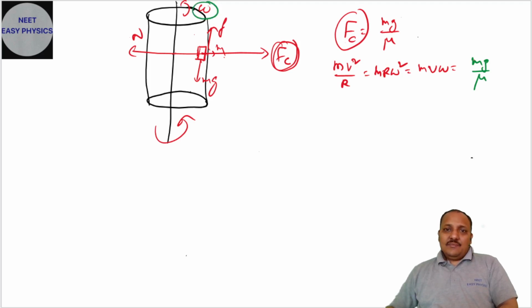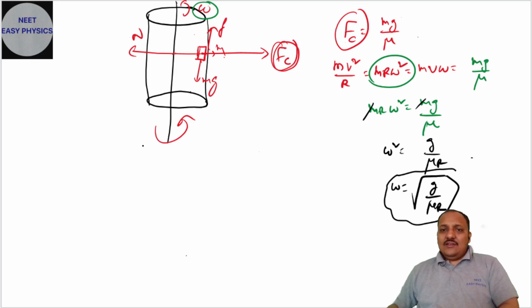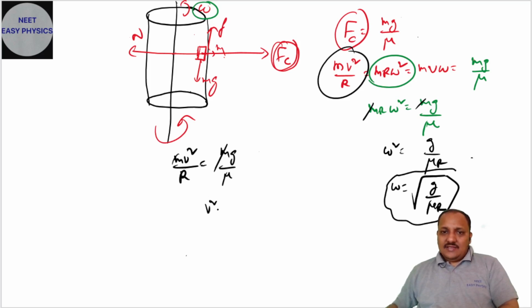Here they ask what is the minimum angular velocity, omega. Therefore, we will write mr omega square equal to mg by mu. If you cancel masses here, you are going to get omega square is equal to g by mu r. Omega is root g by mu r. This is angular velocity. If they are asking velocity, then you have to take this one. m v square by r is equal to mg by mu. m cancels, so v square is gr by mu. Therefore, v is root gr by mu.